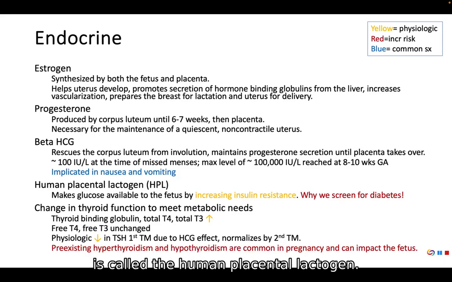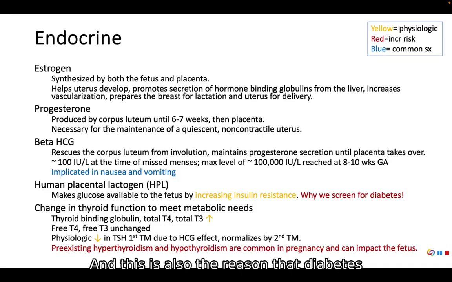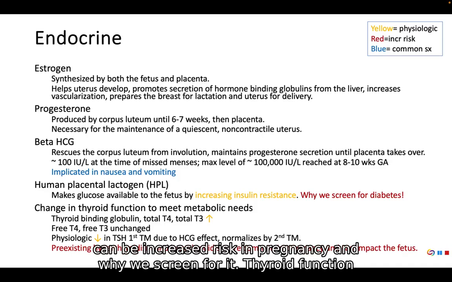Another important hormone is called the human placental lactogen. This is made by the placenta and causes insulin resistance in pregnancy, which ensures that there is adequate glucose available to the fetus. And this is also the reason that diabetes can be increased risk in pregnancy and why we screen for it.